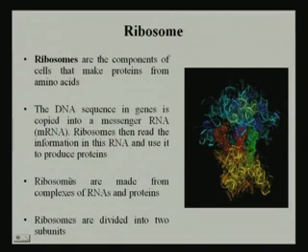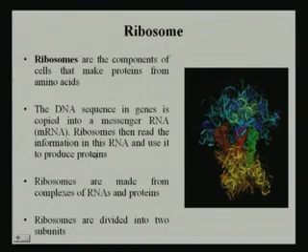Now, coming to the next organelle, the ribosome. Ribosomes are the components of the cell that make protein from amino acids. The DNA sequence in genes is copied into messenger RNA, that is the mRNA, and the ribosome then reads that information in the RNA and uses it for the production of protein. That means 3 coded nucleotides are read from this messenger RNA, and they synthesize the protein.